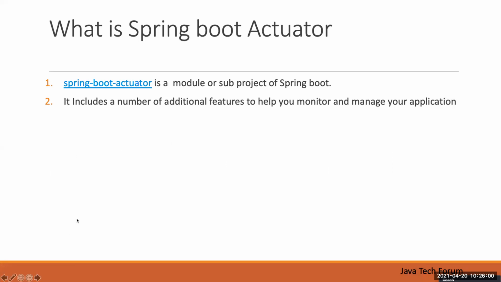Spring Boot Actuator is a module of the Spring Boot application, or you can say it's a sub project of Spring Boot. So we can add these features just by adding the dependency of this Spring Boot Actuator module. I will tell you in the next slide how to add these features in your applications.